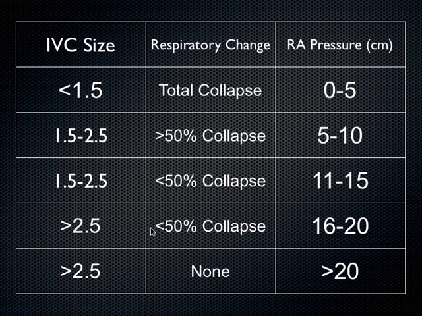So if the IVC is really, really small and you breathe in and it collapses down, then your right atrial pressure is really low and you need some fluids. And then you've got all these numbers here. When it's really big, more than 2.5 centimeters, which you can measure with calipers, and then the patient breathes in and it doesn't move at all, then their CVP is over 20. Just put that in the back of your mind. We're going to come back to this quite a bit.